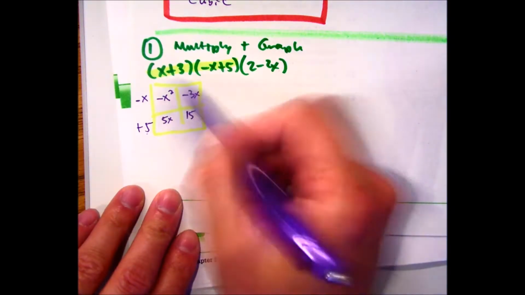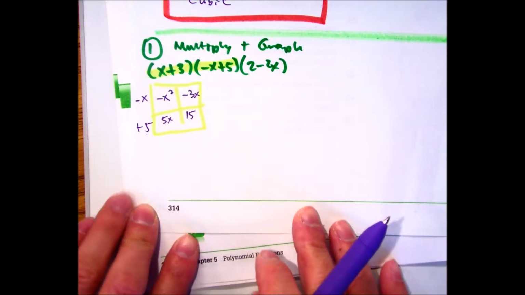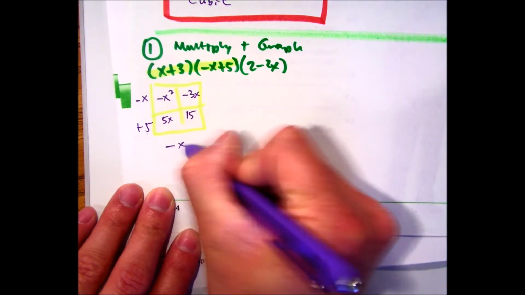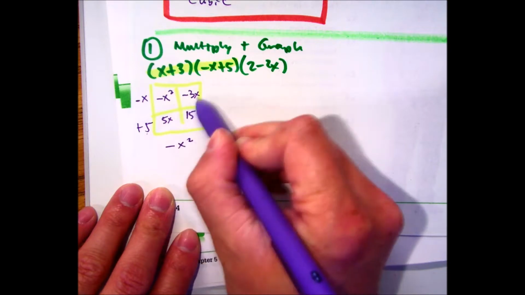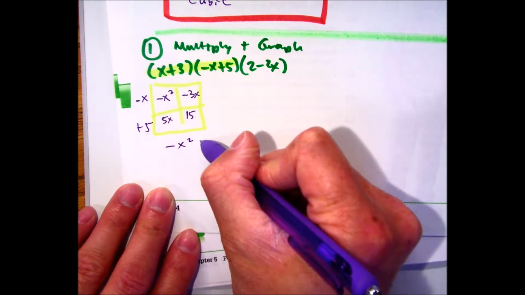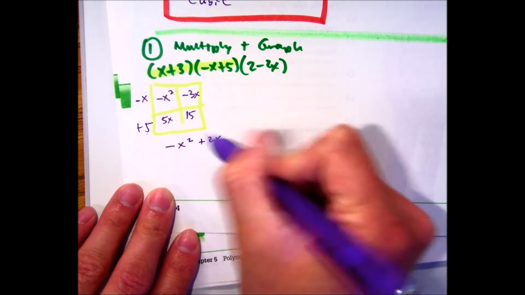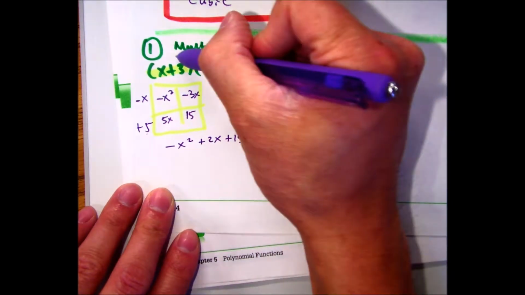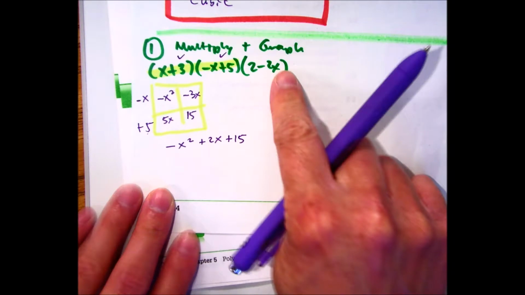And then within here, after I've multiplied, now I'm going to add or combine like terms. So I have negative x squared, plus that becomes positive 2x. You can still use your calculators. And 15. So I've multiplied this one, and now I'm going to use this one.